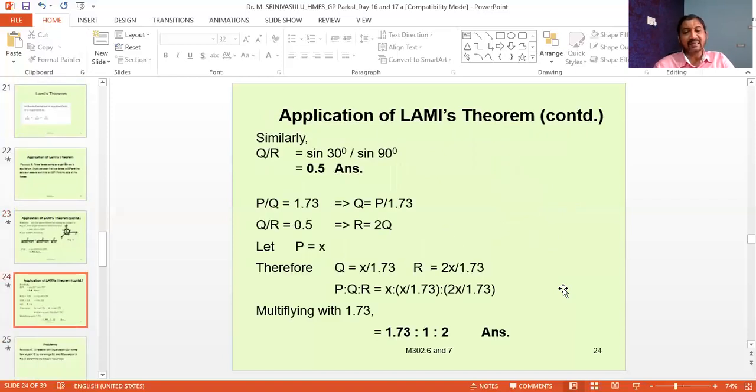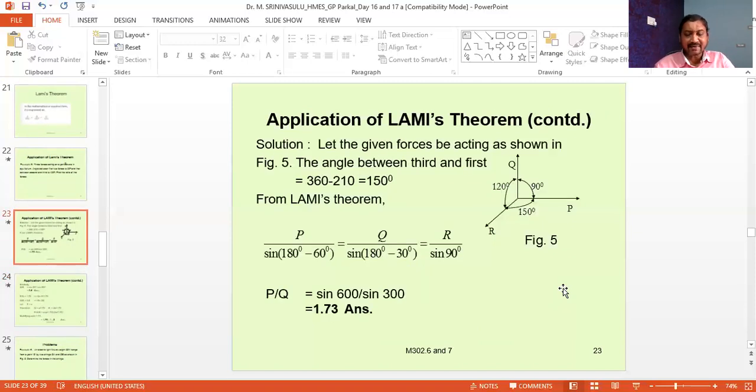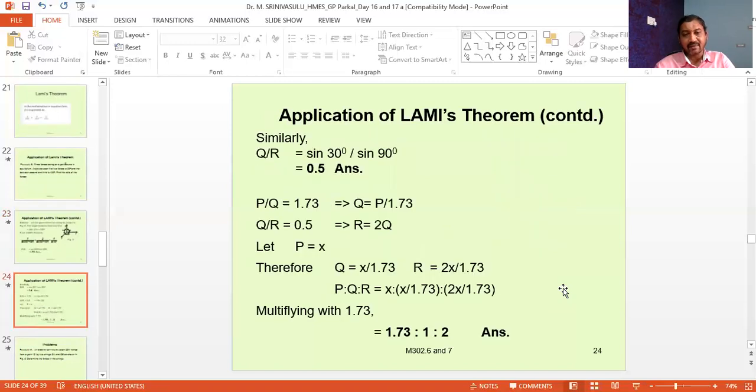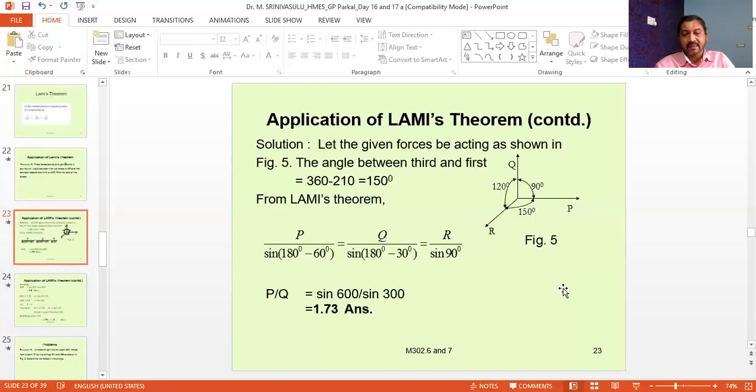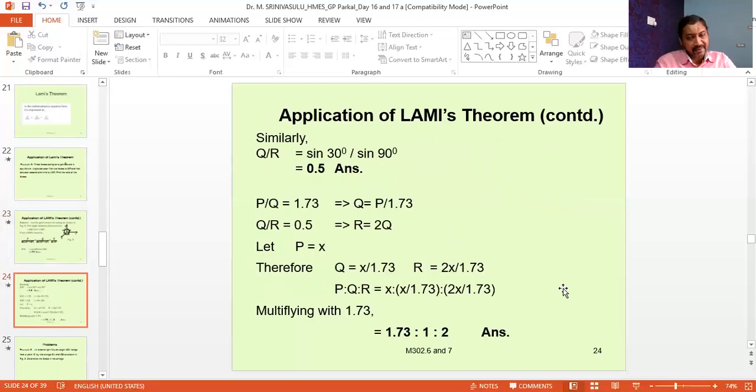Next, by equating the other two forces, we equate the second equation with the third equation, that is Q by sine 150 is equal to R by sine 90. So Q by R is equal to sine 150 by sine 90, which is nothing but sine 30 by sine 90. Sine 30 value is 0.5 and sine 90 value is 1, so it becomes 0.5. Therefore we got the ratios: P by Q is equal to 1.73 and Q by R is equal to 0.5.